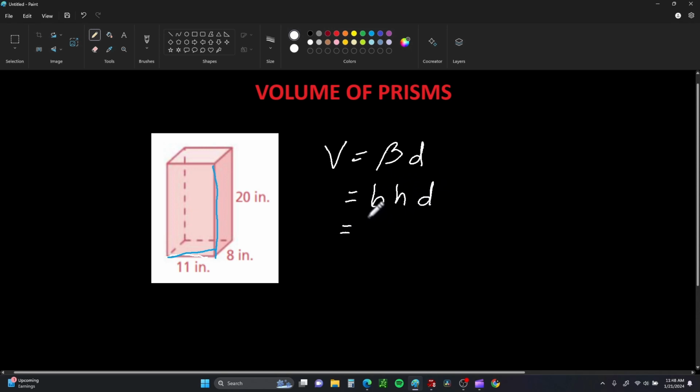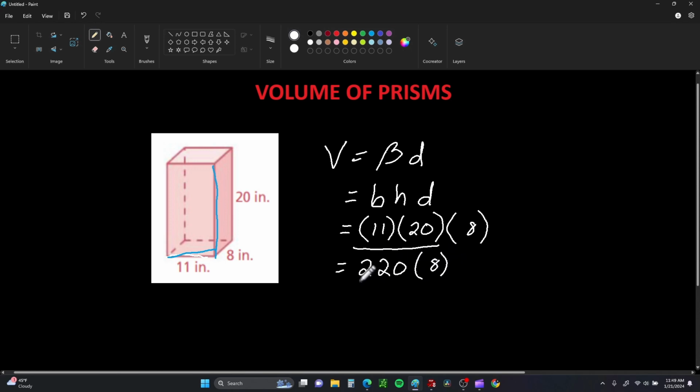Now I'm going to substitute, and when I substitute, I want to use parentheses. So the base is 11. We'll add units in later. The height is 20. And the depth, the distance between the front and rear faces, is an 8. So when I multiply, I'm going to multiply 11 times 20, which is 220. And then I'm going to bring down the parentheses with the 8. And then I'm going to multiply 220 times 8, which is 1760.